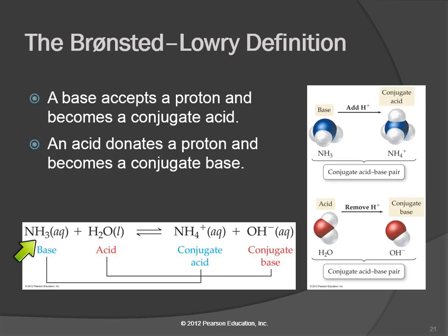So in this reaction between ammonia and water, ammonia is acting as the base, water is acting as the acid. After the reaction, the ammonia has become ammonium, which is the conjugate acid of ammonia. And hydroxide is the conjugate base of water. When this reaction goes in reverse, ammonium is the acid and hydroxide is the base.